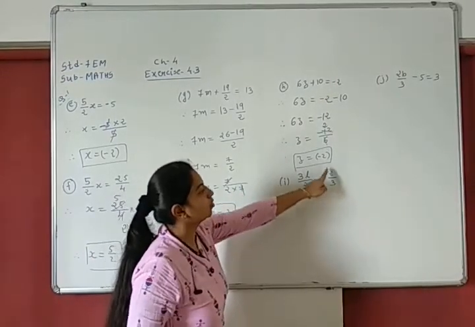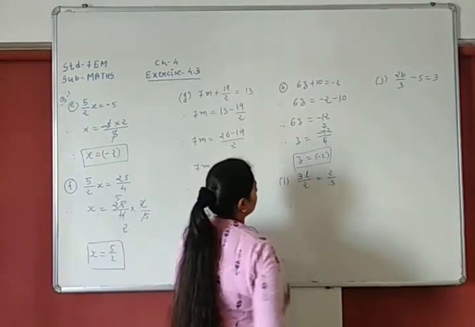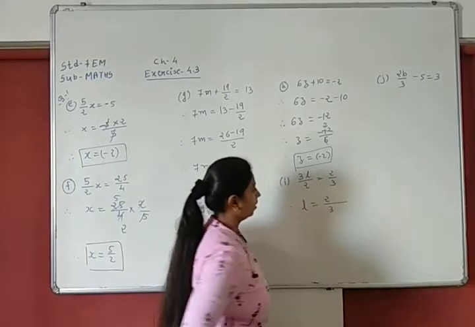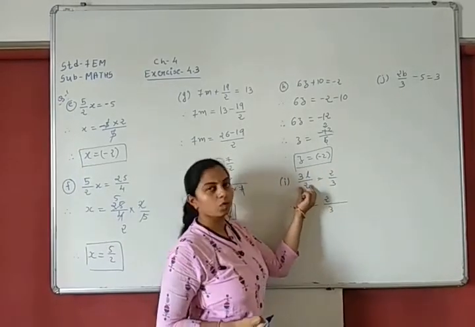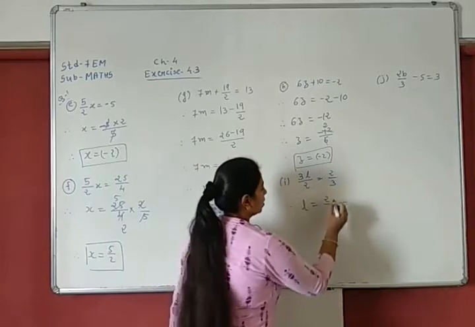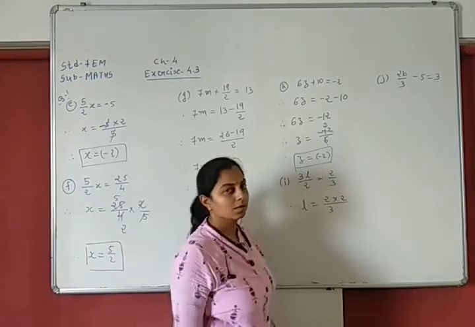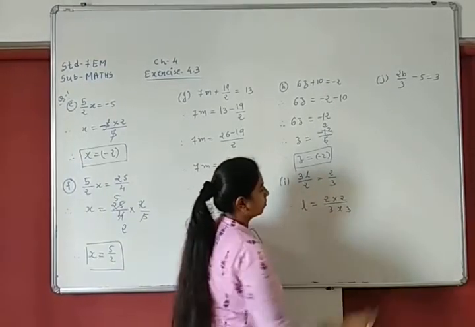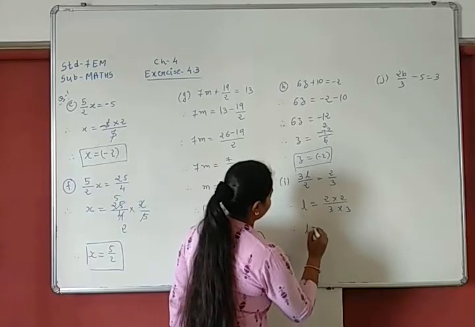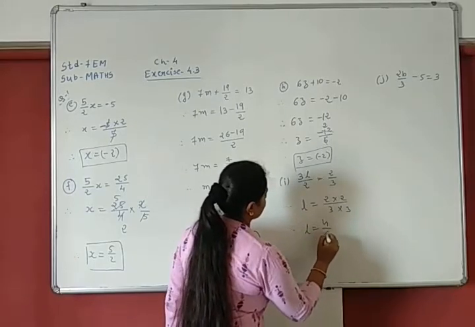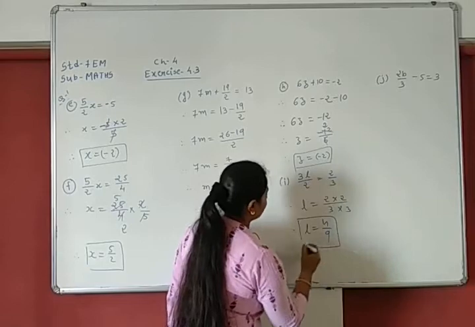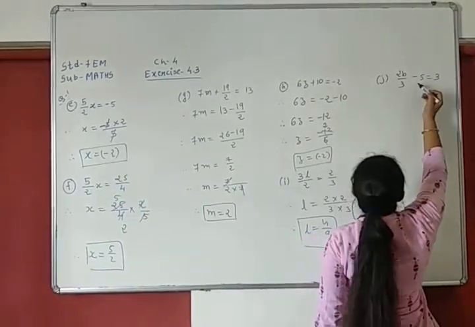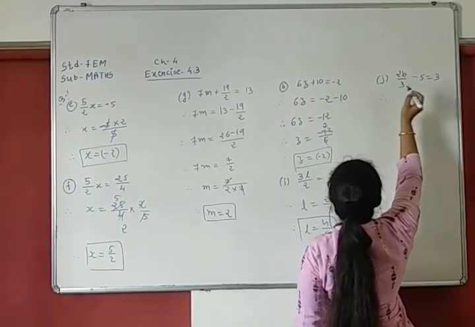3l by 2 equals 2 by 3. What will we do here? l equals 2 by 3 is there only. Now we'll send this 2 to the other side, so it will go in the numerator. And this 3 will go here in the denominator. Okay. So the value of l will be 2 2s are 4, 3 3s are 9. It is very simple. And the last sum of this question, 2b divided by 3 minus 5 equals 3.